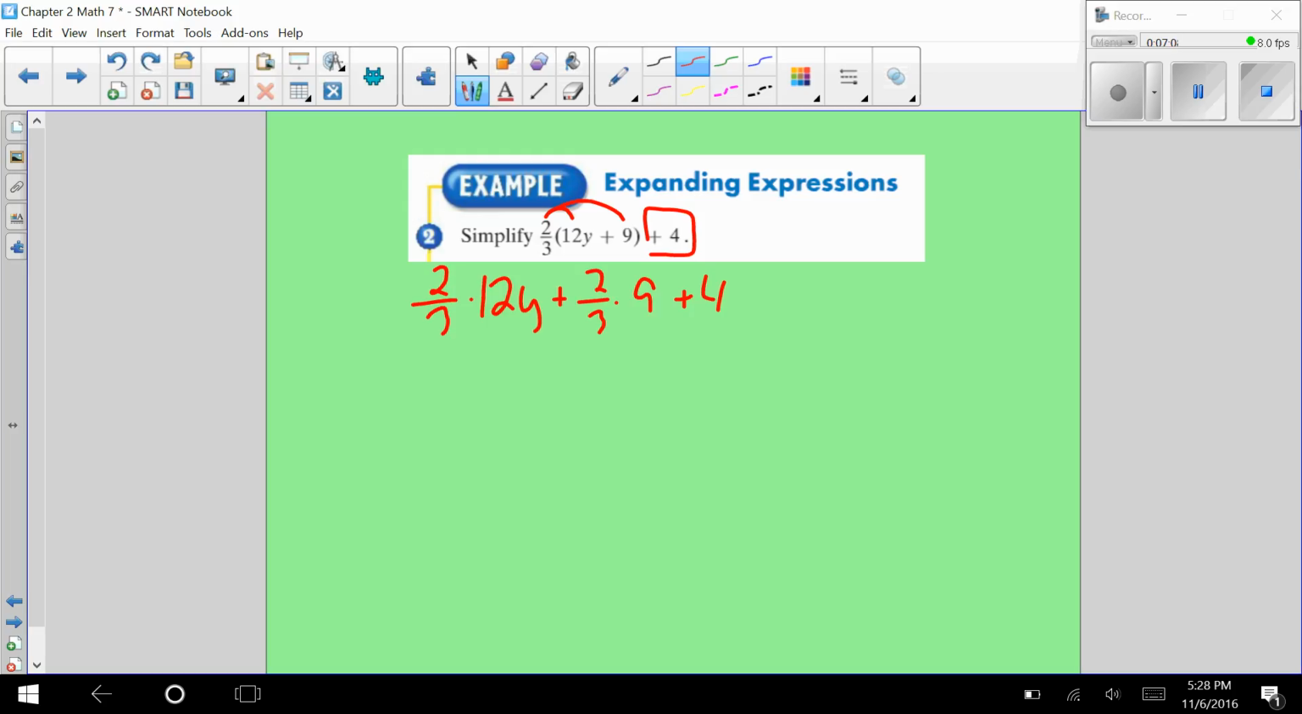Well, 2/3 times 12y, 2/3 times 12 is 8. So we have 8y plus 2/3 times 9 is 6. And our plus 4 is still there. Now we combine any like terms we have. 6 and 4 make 10, so my 8y plus 10. And I cannot combine from there because those are not like terms.